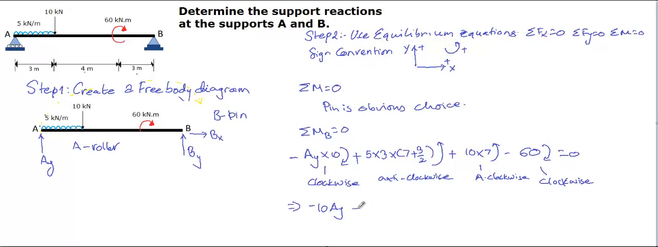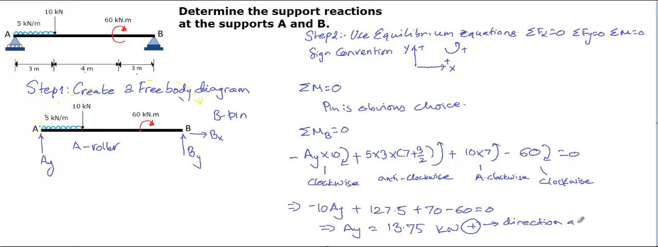This gives us 10 times Ay plus 127.5 plus 70 minus 60 equals 0, which gives Ay equals 13.75 kilonewton. And the value is positive, which means the direction as we assumed is correct.